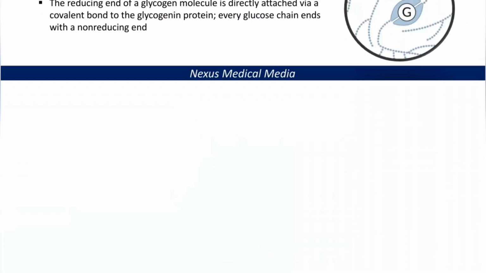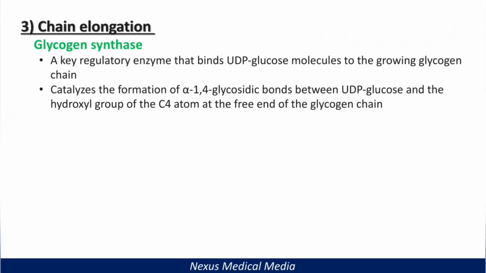Okay. Now let's talk about the chain elongation, glycogen synthase, right? So this is a key regulatory enzyme that binds UDP glucose molecules to the growing glycogen chain, and it catalyzes the formation of 1,4-glycosidic bonds between the UDP glucose and the hydroxyl group of the carbon 4, right, C4, at the free end of the glycogen chain, right?